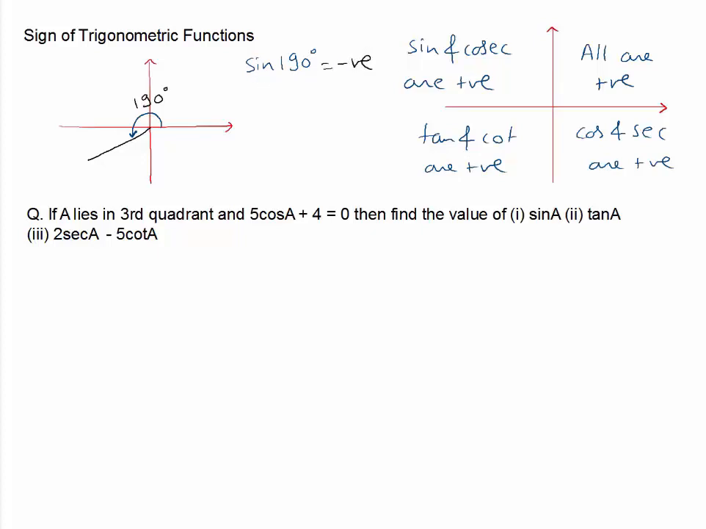So let's see this question. If angle A lies in third quadrant and 5 cos A plus 4 equals to 0, then find the value of these.